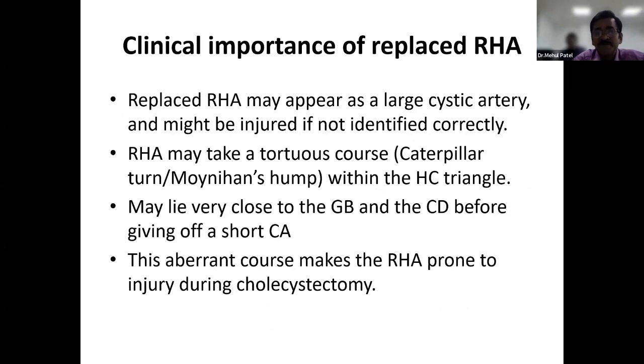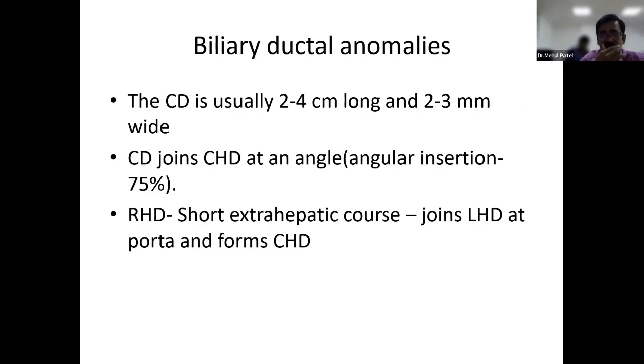So what is the clinical importance of this replaced right hepatic artery? In a replaced right hepatic artery, it may appear as a large cystic artery. And if you are not appreciating that this artery will be going back to the right of the liver, you might injure it, taking it as a cystic artery. This right hepatic artery may take a tortuous course in the hepatocystic triangle. It is described as a caterpillar hump or Moynihan hump, and gives a very short cystic artery before it goes into the right of the liver. So this aberrant course of the right hepatic artery makes it prone to injury during the cholecystectomy.